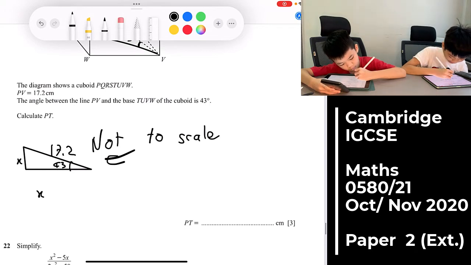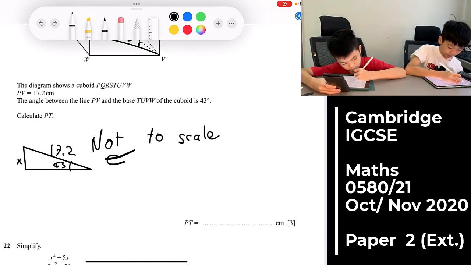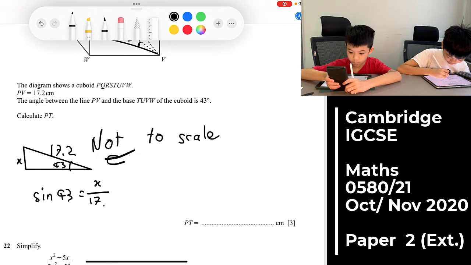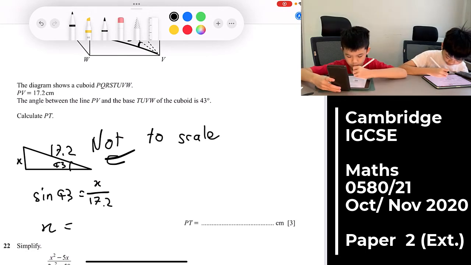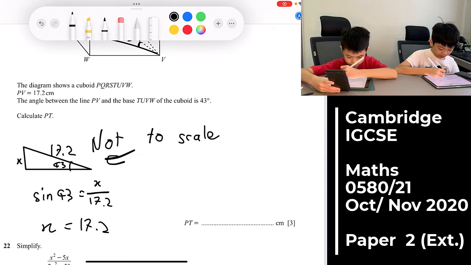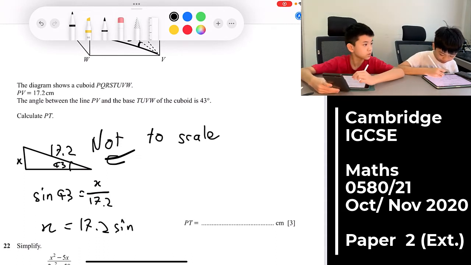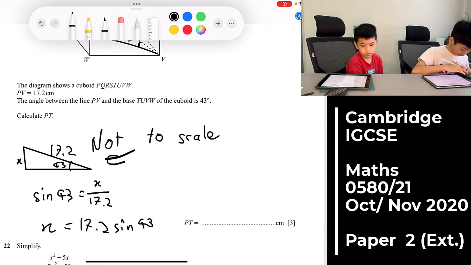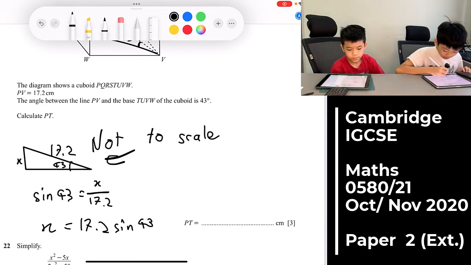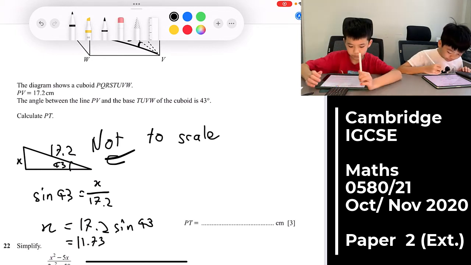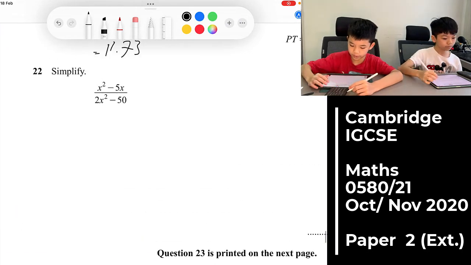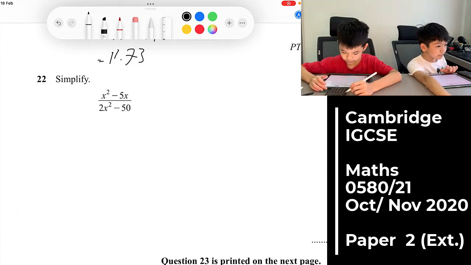Anyways, firstly, how do you get X? Sine 43 equals X over 17.2. X is 17.2 times sine 43, which is 11.73. Okay, good.